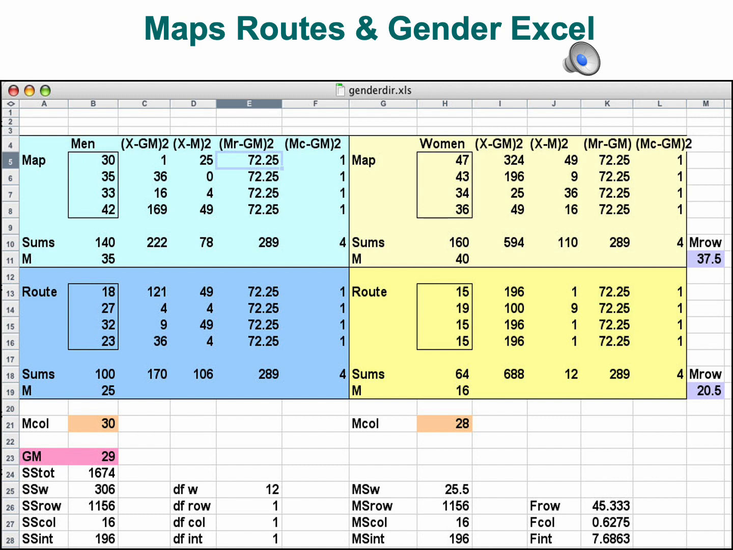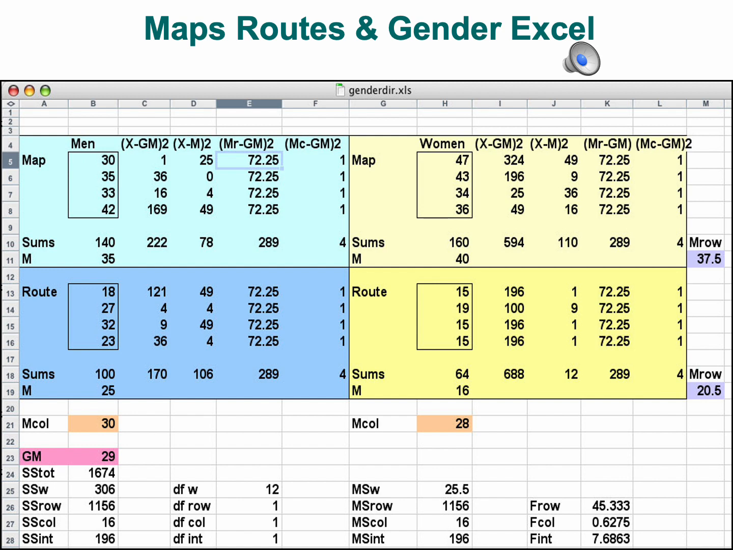And it appears that the women who use routes were much faster than any other cell there. You can see where their mean was 16 minutes, and all the other means in the cells range from 25 minutes to 40 minutes. So this suggests there's an interaction with women using routes outperforming every other cell.